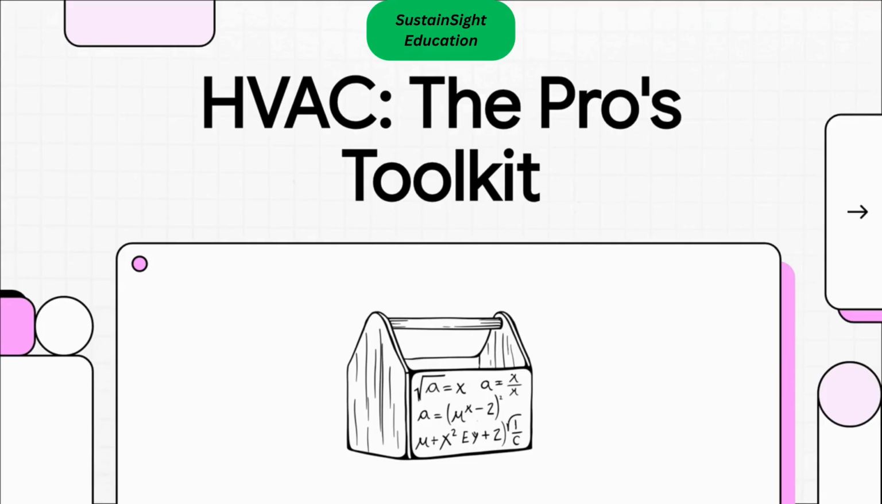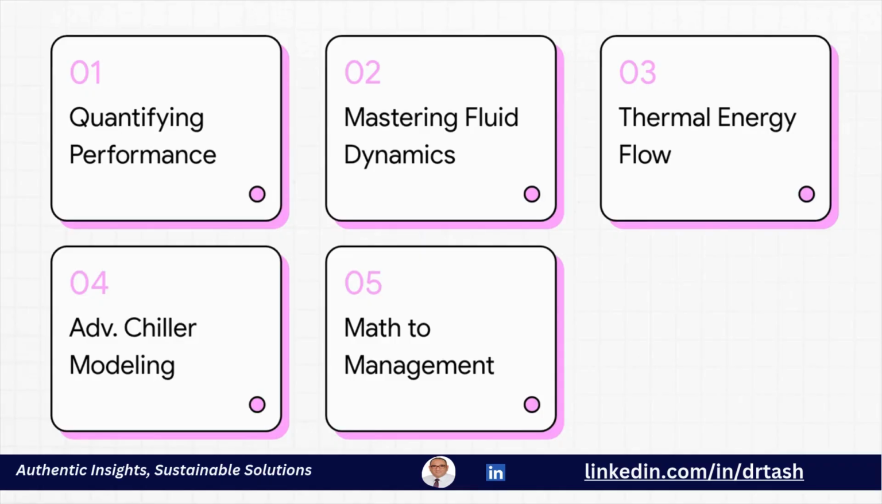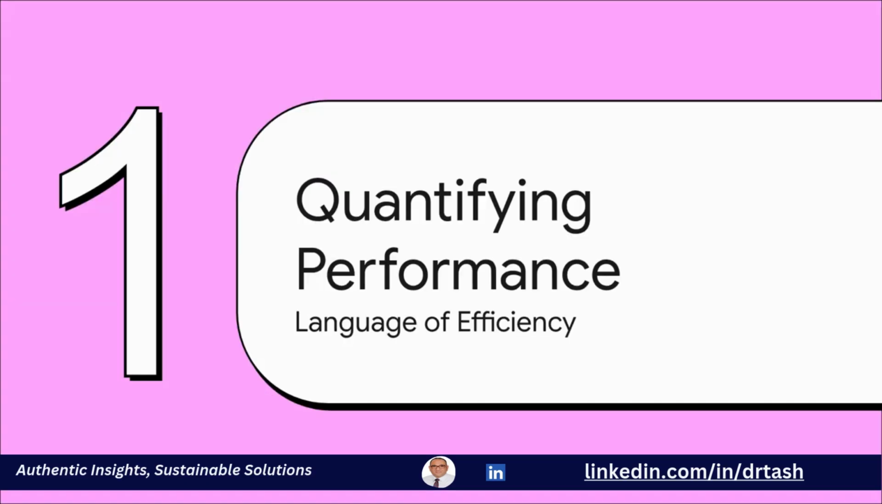These are the core equations that really separate the experts, the tools we use to analyze, optimize, and justify every single move we make. So, here's the game plan. We'll kick things off with the language of efficiency, then jump into the physics of fluid dynamics and heat flow. After that, we'll get into the weeds of advanced chiller modeling, and finally, tie it all back to how we actually manage these projects. First things first, let's talk about the core metrics.